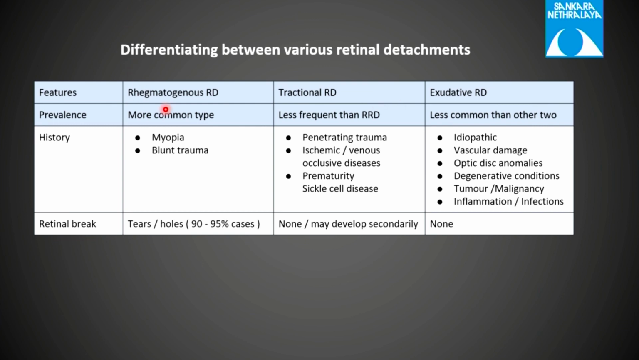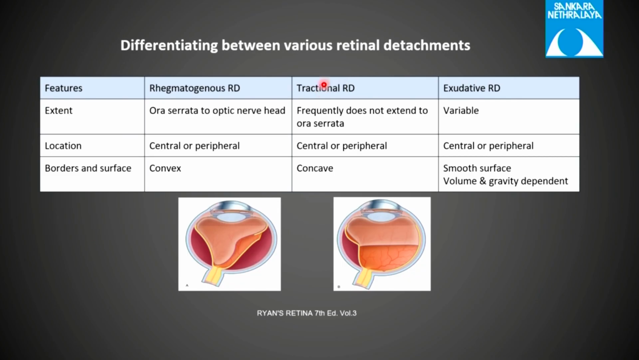A retinal break is seen in case of rhegmatogenous RD. In tractional RD, secondary to traction, a secondary break may occur. Then the extent: usually it extends from the ora serrata up to the optic nerve head. You can see the optic nerve head attachment in the B scan. In tractional RD, it usually does not extend up to the ora serrata, and in exudative RD, it may be variable depending upon the mass or lesion where it is located. All these lesions may be located anywhere, central or peripheral.